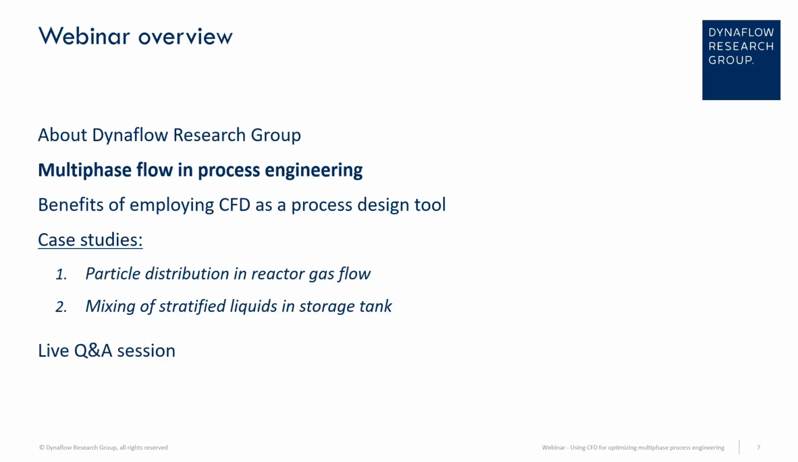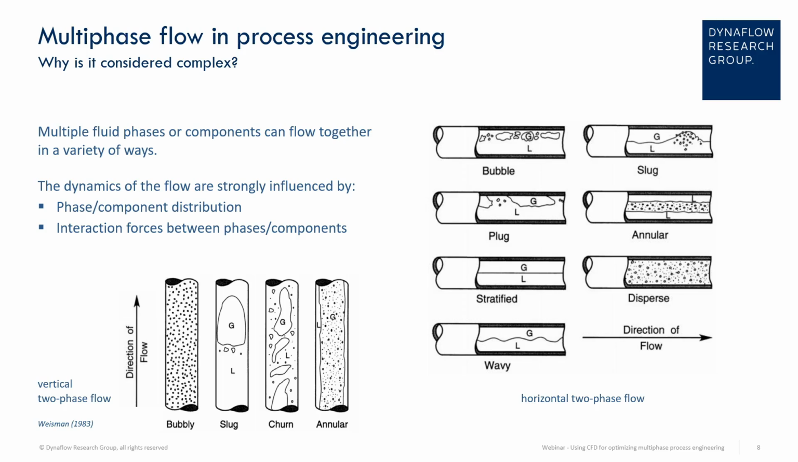Let's start with a brief introduction on multiphase flow in process engineering. Multiphase flow is often considered complex because multiple fluid phases can flow together in a variety of ways. This is referred to as a flow pattern. This slide shows flow patterns for a 2-phase flow of gas and liquid, gas with a G and liquid with an L, in both horizontal and vertical setups. Much research has been done in this field.